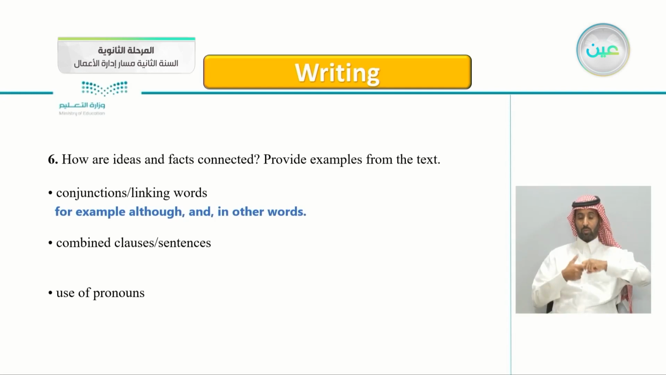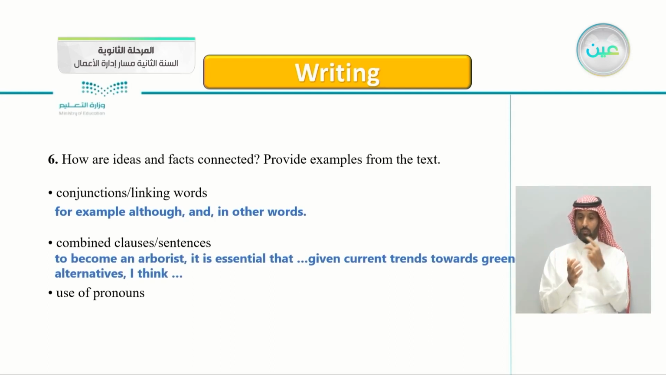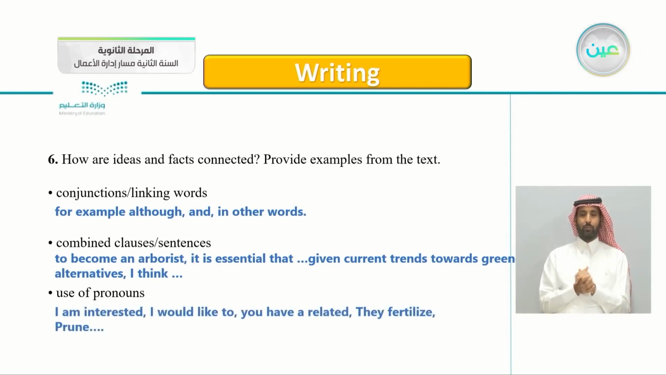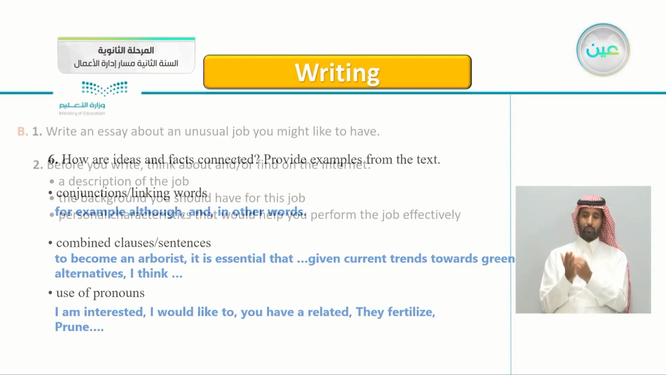Combined clauses and sentences. Provide some examples here from the text. To become an arborist, it is essential that, given current trends toward greener alternatives, I think, and so on. Use of pronouns: I think you can see in the article lots of pronouns. He said, I am interested, I would like to, you have a related, they fertilize, etc. There is a lot of use of pronouns in the article.